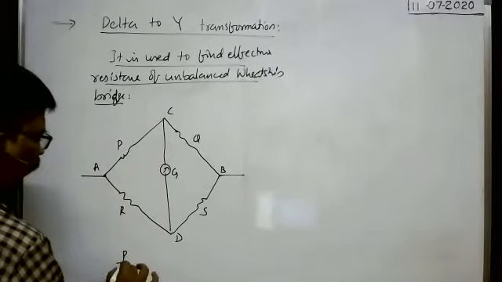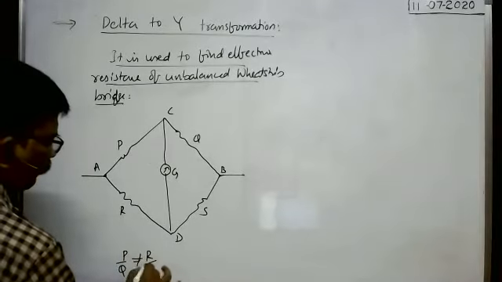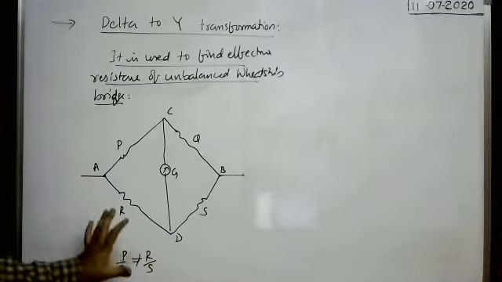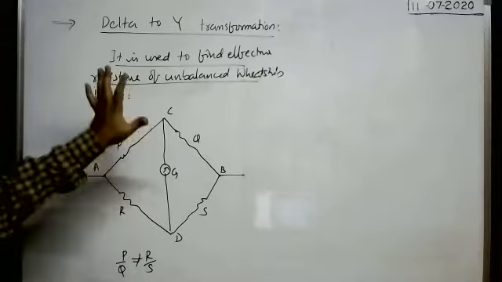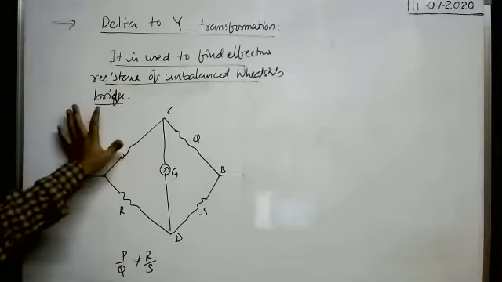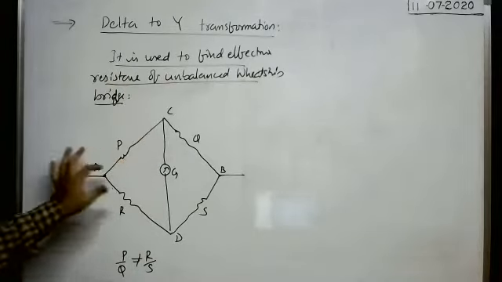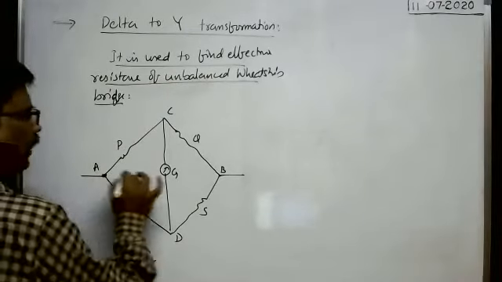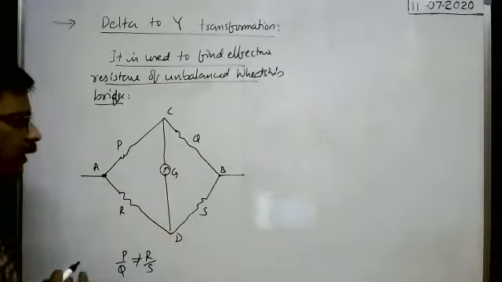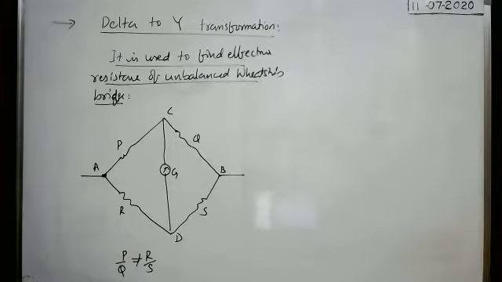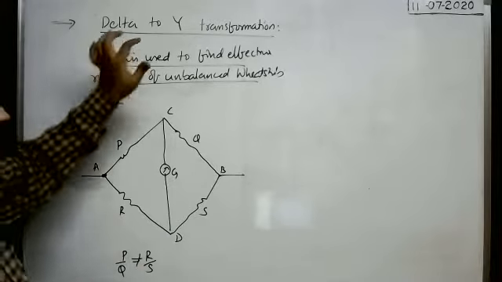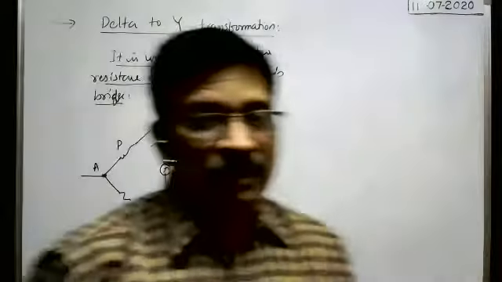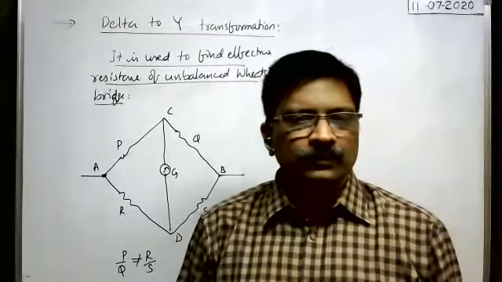Here P by Q is not equal to R by S. That's why it is not the balanced Wheatstone bridge. So it is unbalanced Wheatstone bridge. In order to find the effective resistance of the unbalanced Wheatstone bridge between A and B, now we have to use this delta transformation method, delta to Y transformation method.